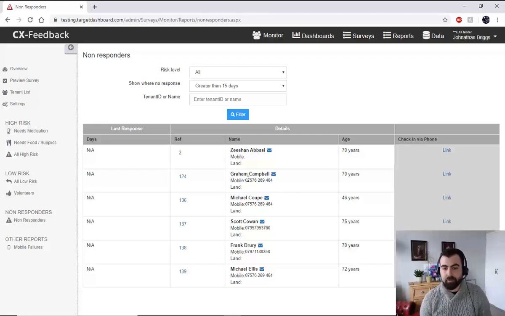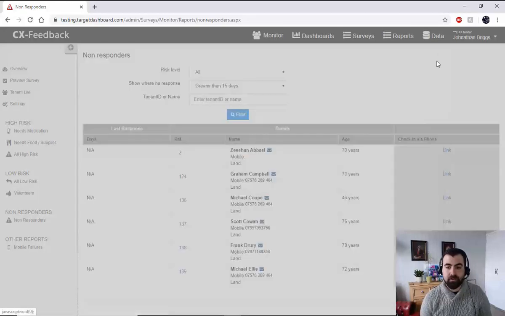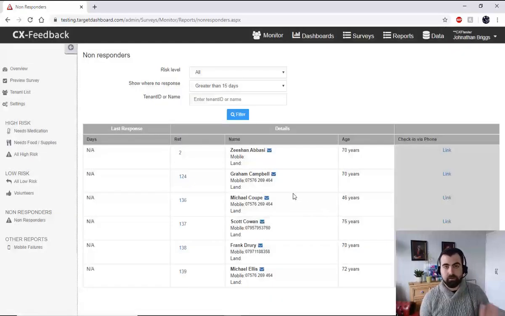We've got Graham Campbell here. We have his mobile, but he's not responded. Maybe he's got an old Nokia. What we can do is click on the link, fill in the survey on his behalf, and that logs him and all his details alongside all of the other ones into the high risk or low risk groups. It's very, very easy to use this.